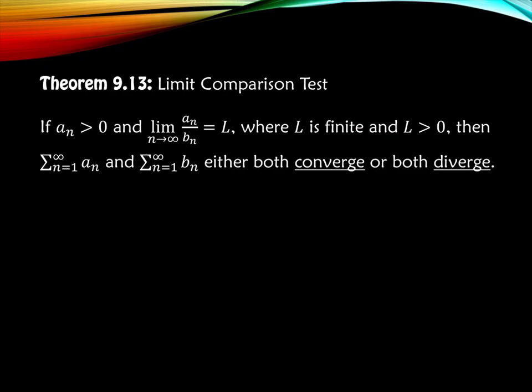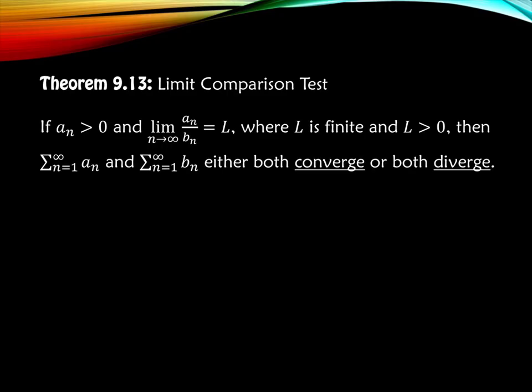So this is the limit comparison test instead of the direct comparison test. In this case, if a sub n is positive, and the limit as n goes to infinity of a sub n over b sub n is equal to L, where L is finite and it's greater than 0. So L needs to be a number, right? It has to be a 7 or 447. It needs to be a number. The number has to be positive.